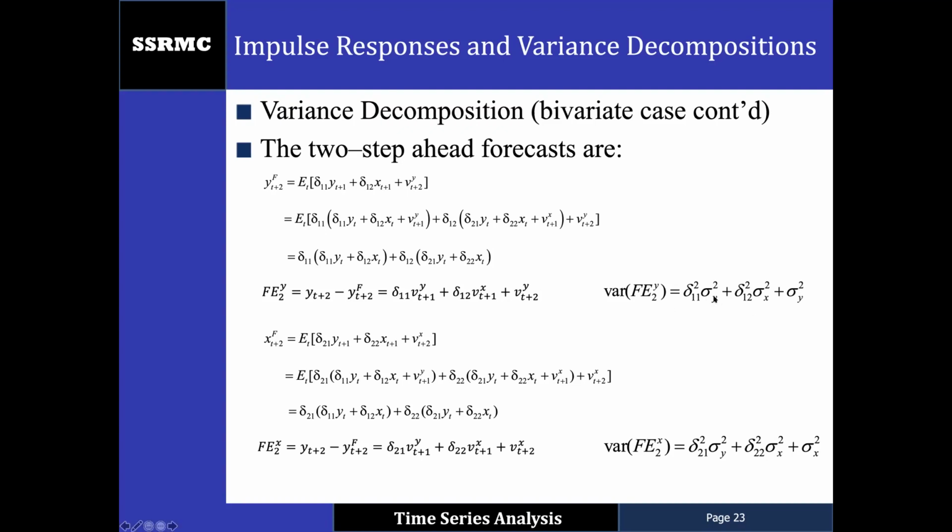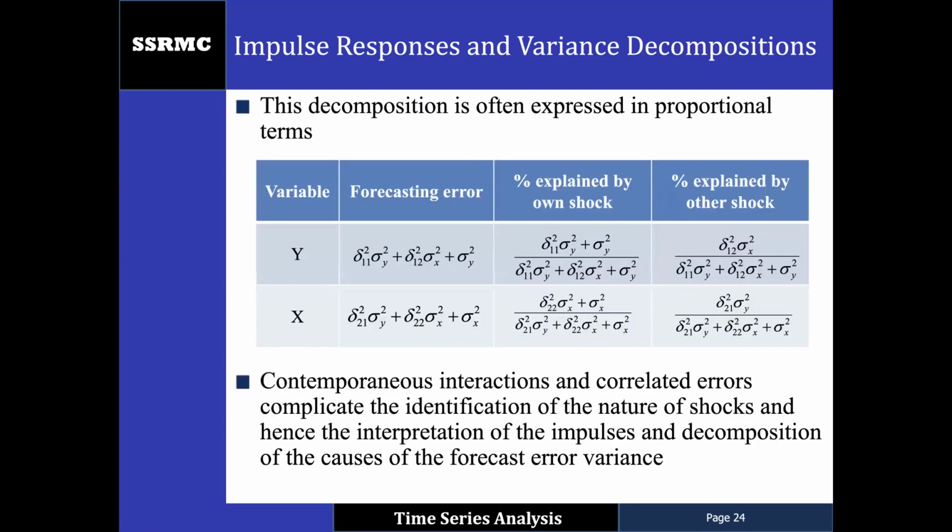We have sigma 1 square, sigma y square, and sigma x square. Which part actually caused the variance to increase? That's the question we want to answer in variance decomposition analysis. So let's put them into this table just to show you, for step 2, if we want to decompose the variance of forecast error.